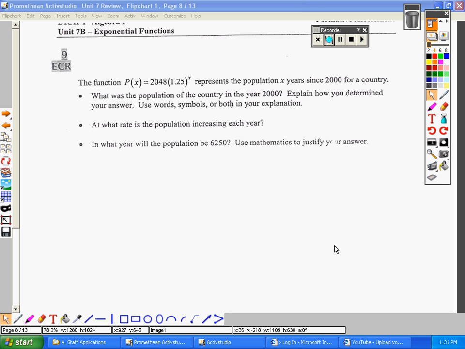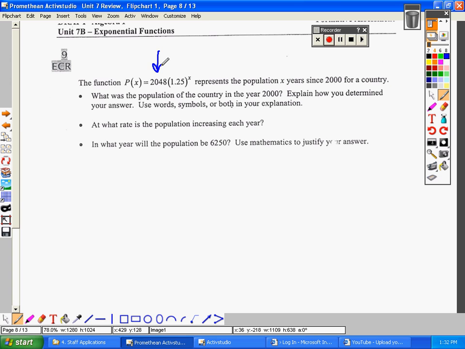All right, guys, here's the next problem that we have. It's the function, and it gives us an exponential that represents the population since 2000. What was the population in the year 2000? Well, that would be the y-intercept. So the first answer is 2048. We know that because the y-intercept is before the growth factor in an exponential.